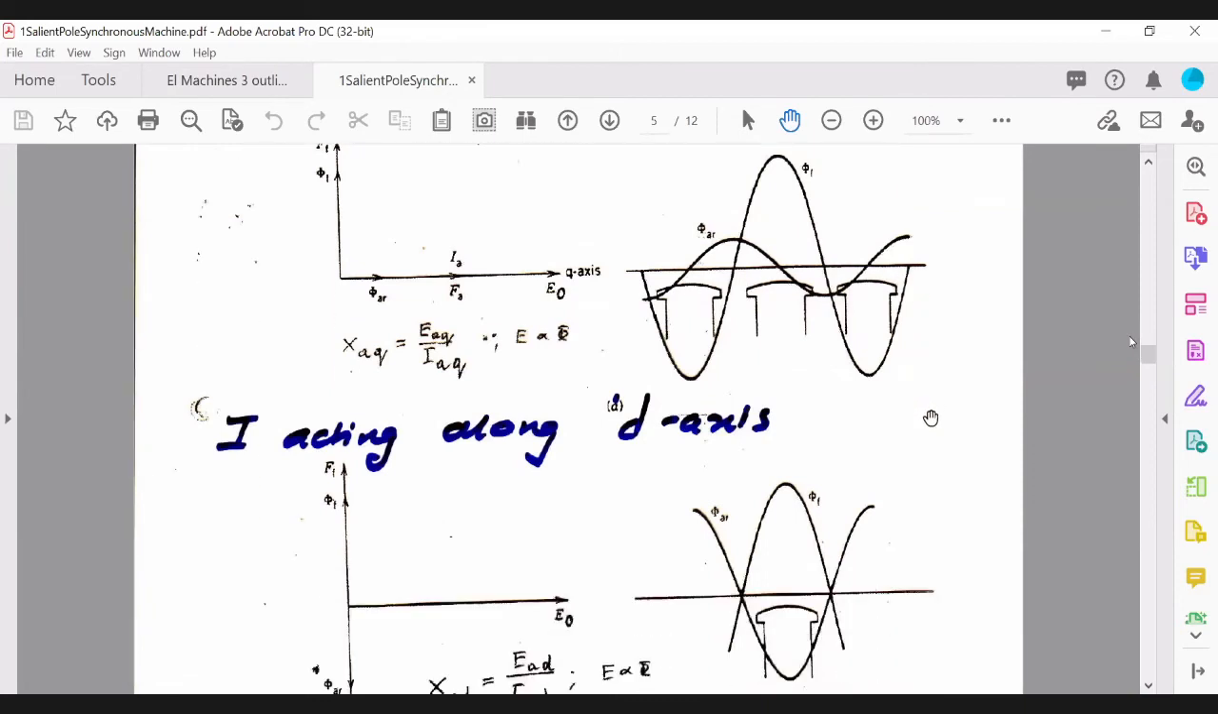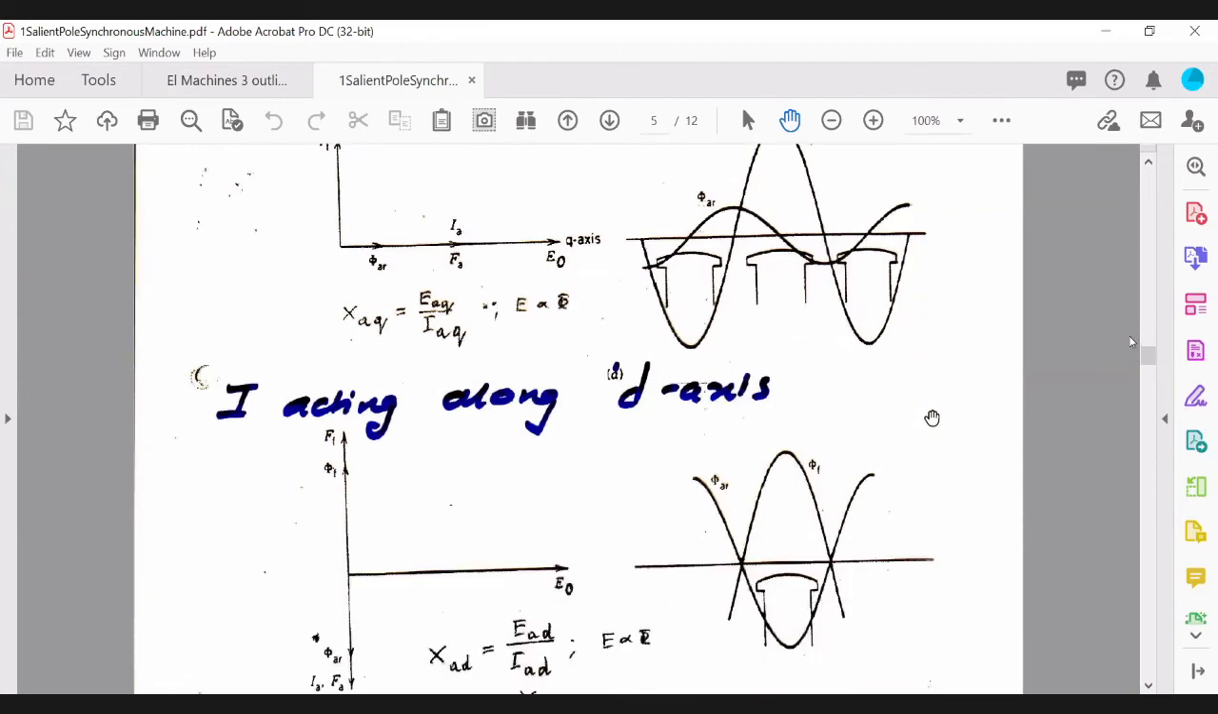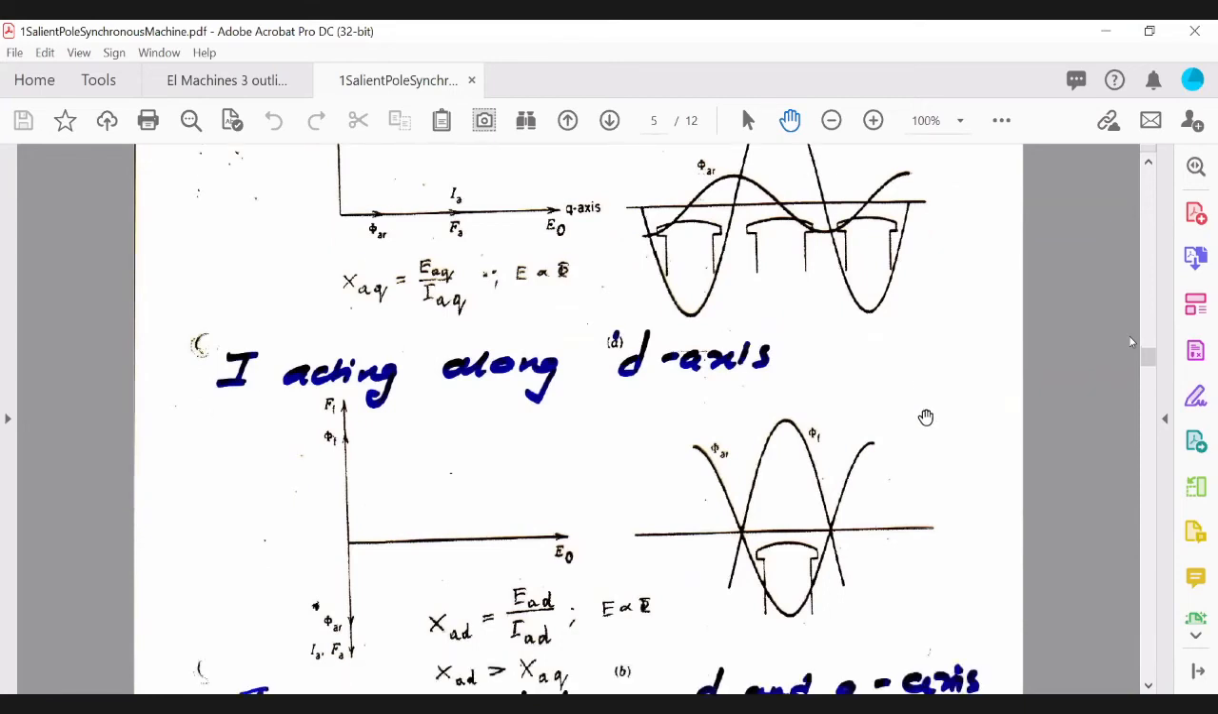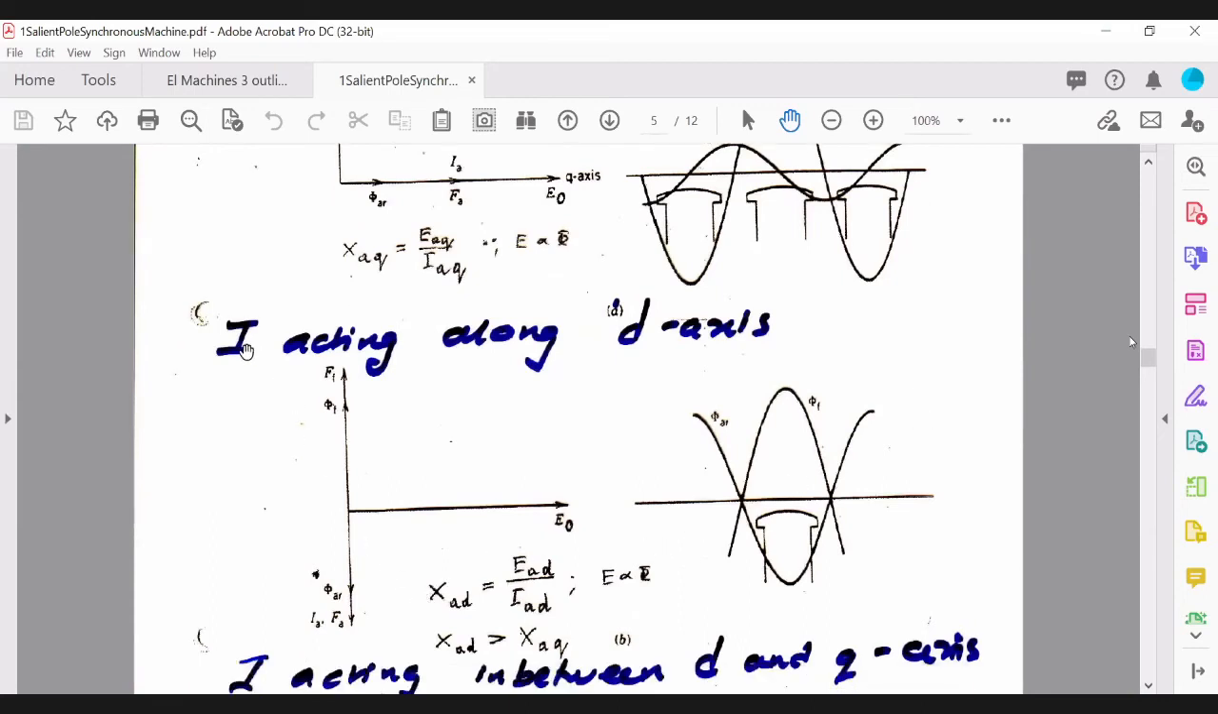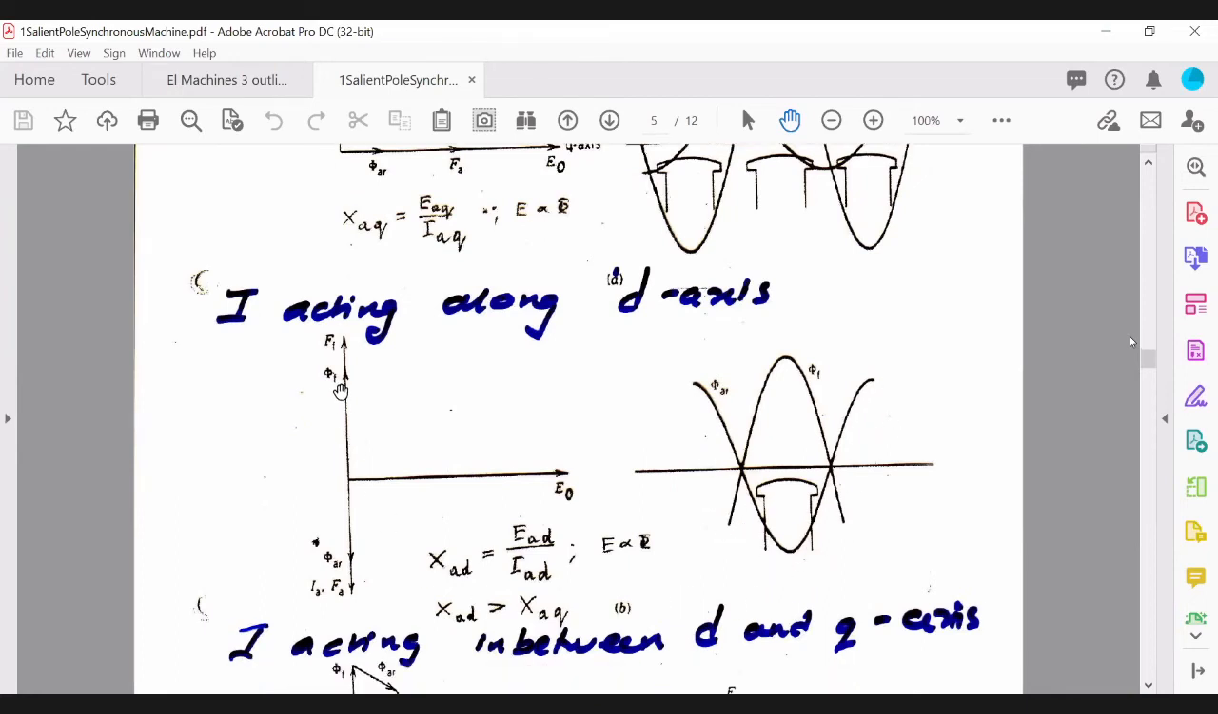And when your stator current is acting along the d-axis, this is how the flux distribution looks. You can see that the field flux is completely out of phase with the armature reaction flux, so in this case they are acting against each other.